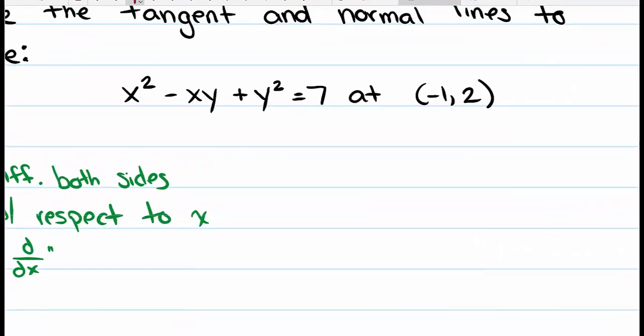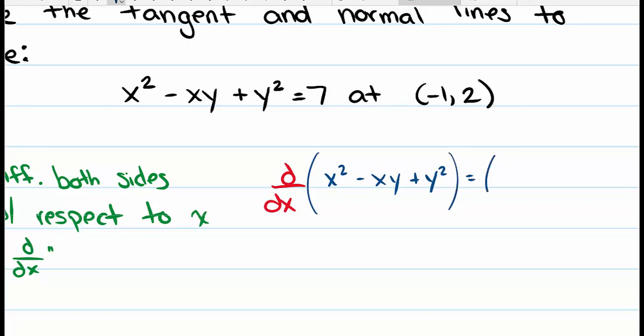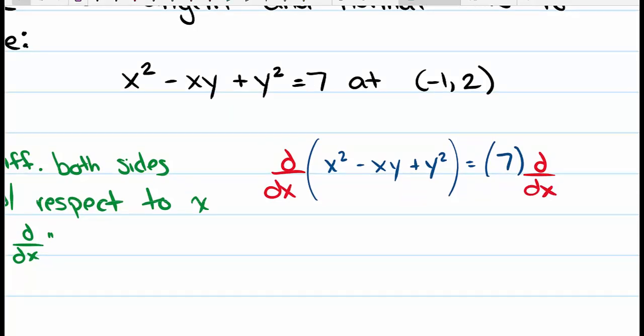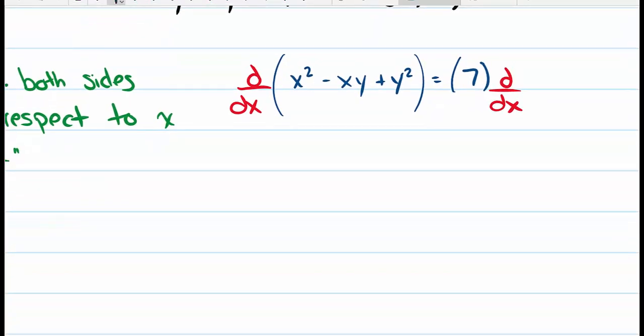Alright. So we're going to get d dx of x squared minus xy plus y squared equals d dx of 7. Okay. This is where this is going to get a little complicated, but that's alright. We're big kids in calculus. So I'm going to take the derivative of each piece. So here we go. The derivative of x squared, easy, 2x.